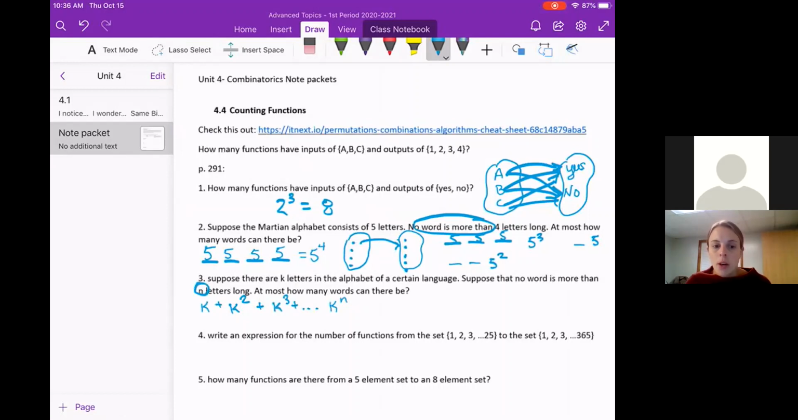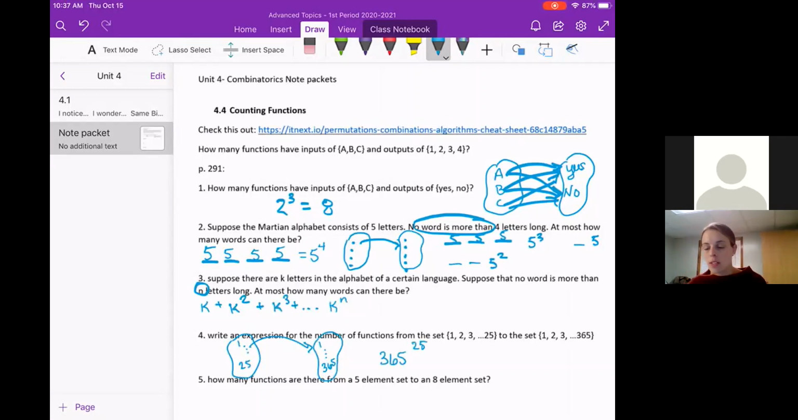Question 4 says, write an expression for the number of functions from the set 1 through 25 to the set 1 through 365. So we've got 1 all the way through 25 as our domain, and we've got 1 all the way through 365 as our range. So you're doing functions like this. Use the same process that we did in number 1. You'll notice that the number of things in the range becomes the base. The number of things in the domain becomes the power. So here we're going to be doing 365 to the 25th power.